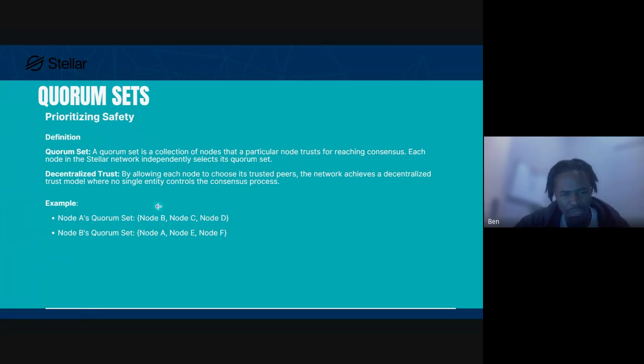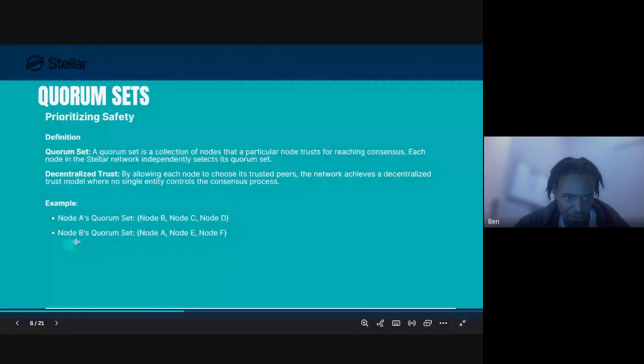We're going to get a little bit technical. I think I mentioned it before, the quorum sets. A quorum set is a collection of nodes that a particular node trusts for reaching consensus. Each node in the Stellar network independently selects its quorum set. For example, we see here you have a node A. Node A's quorum set is node B, node C, node D. And node B's quorum set is node A, node E, and node F.